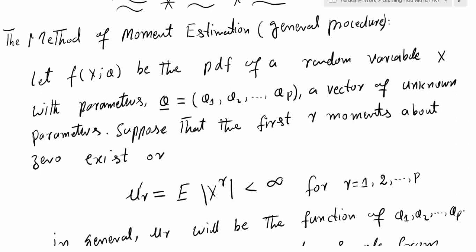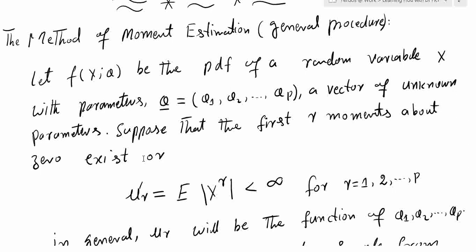The method of moment estimation general procedure. Let f of x, theta be the probability density function of a random variable x with parameter theta, and that is a vector. Suppose theta 1, theta 2 up to theta p, a vector of unknown parameters. Suppose that the first r moments about 0, or about origin, exist.